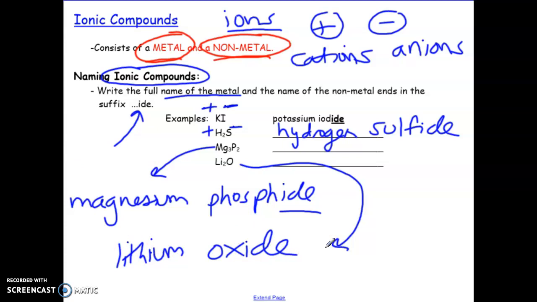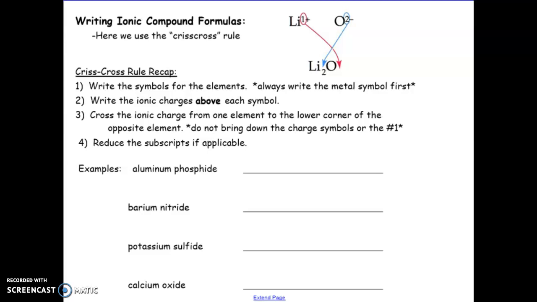So typically naming ionic compounds is pretty straightforward. You name the metal, you change the ending of the non-metal to -ide. Now, how do you write the formula for an ionic compound? This is where you have to understand what the charges are of the ions you are creating with this structure.